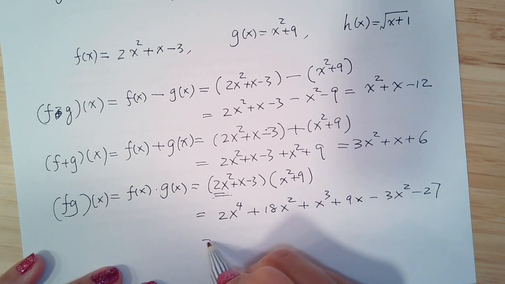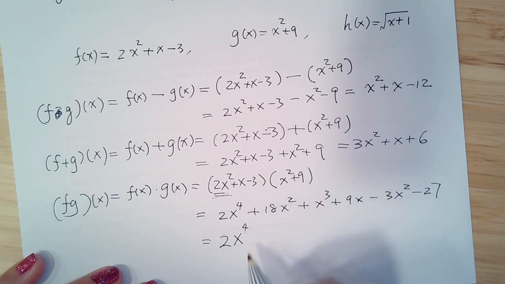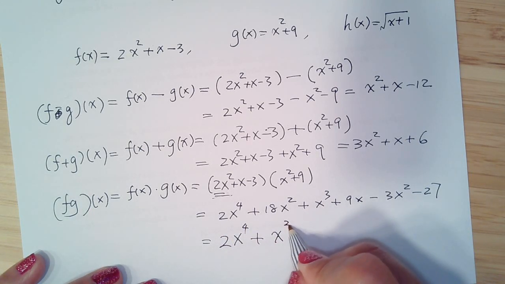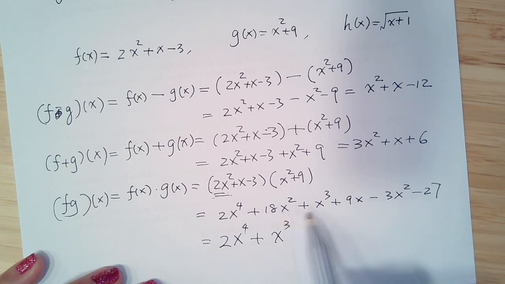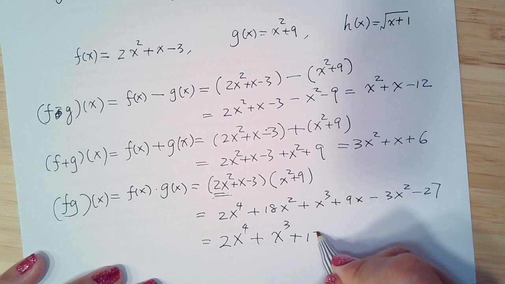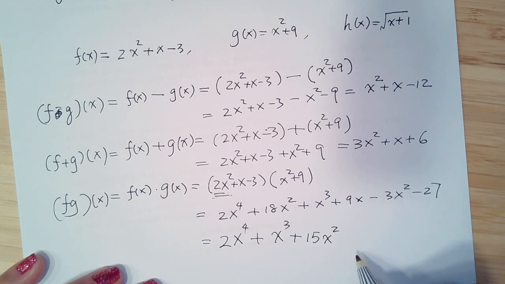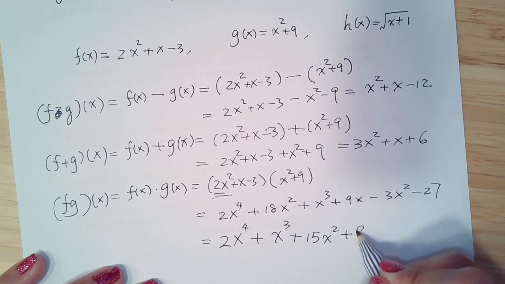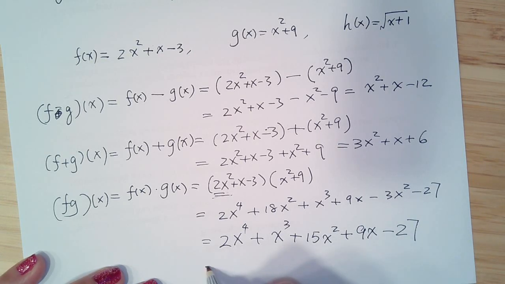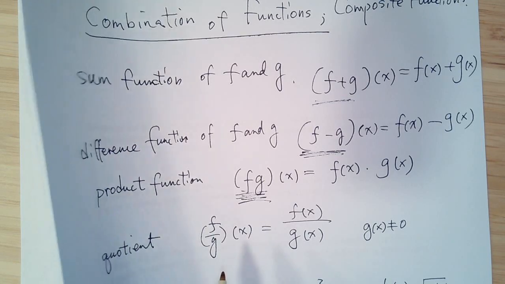For the 2x to the fourth, there's only one fourth term. And for the cube, there's only one cube term. And there are two square terms. So 18 minus 3, that would be plus 15x squared. And there's only one x term and then minus 27. So that's my answer. So that's FG. Okay, not done yet.